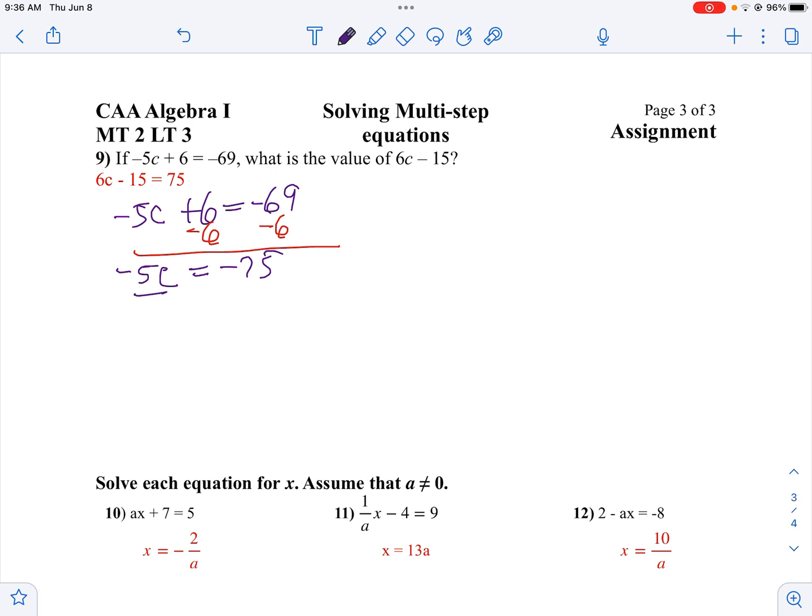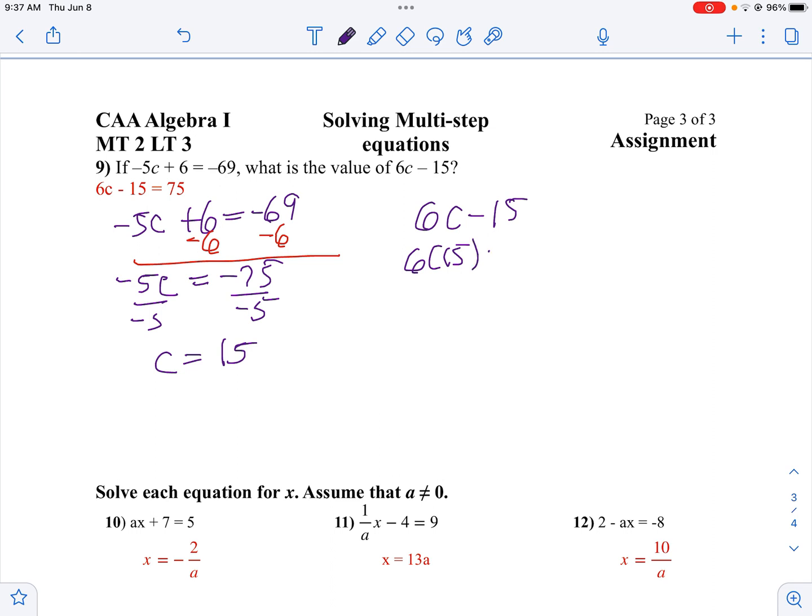I'll divide both sides by negative 5. A negative divided by negative is a positive. And 75 divided by 5 is 15. So c is 15. So if I want to find 6c minus 15, I go 6 times 15 minus 15. 6 times 15 is 90. Minus 15 is 75. And there's your answer.